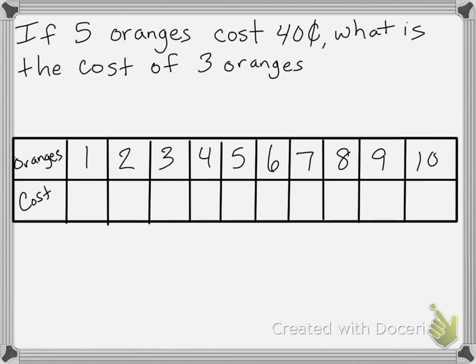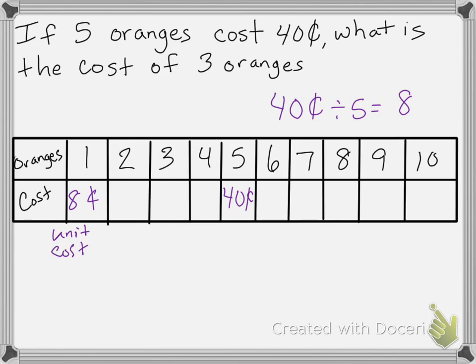Okay, on this one, if 5 oranges cost 40 cents, what is the cost of 3 oranges? Well, so I know 5 cost 40 cents. To figure out how much a single orange costs, I'm going to take the 40 cents and divide it by 5. And 40 divided by 5 is 8. So the unit cost will be 8 cents.